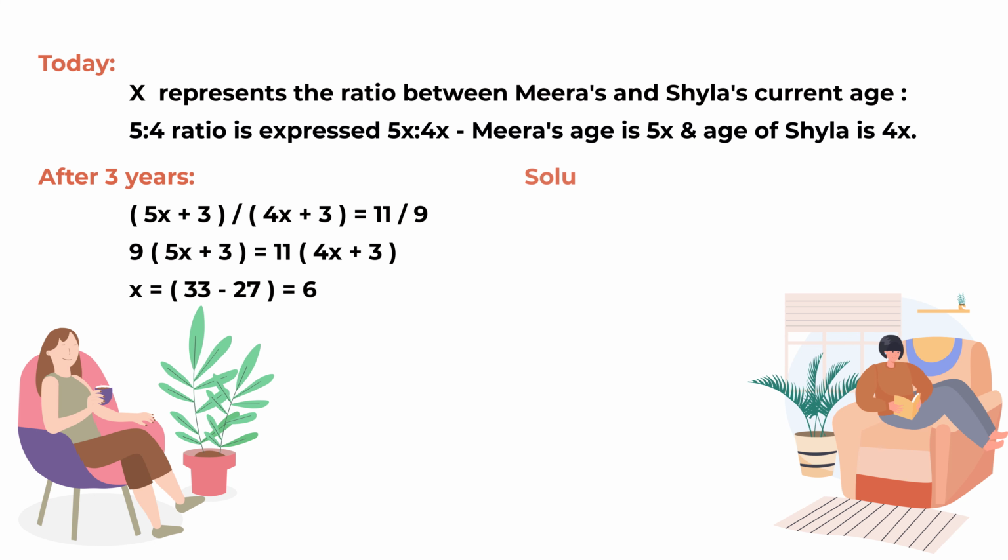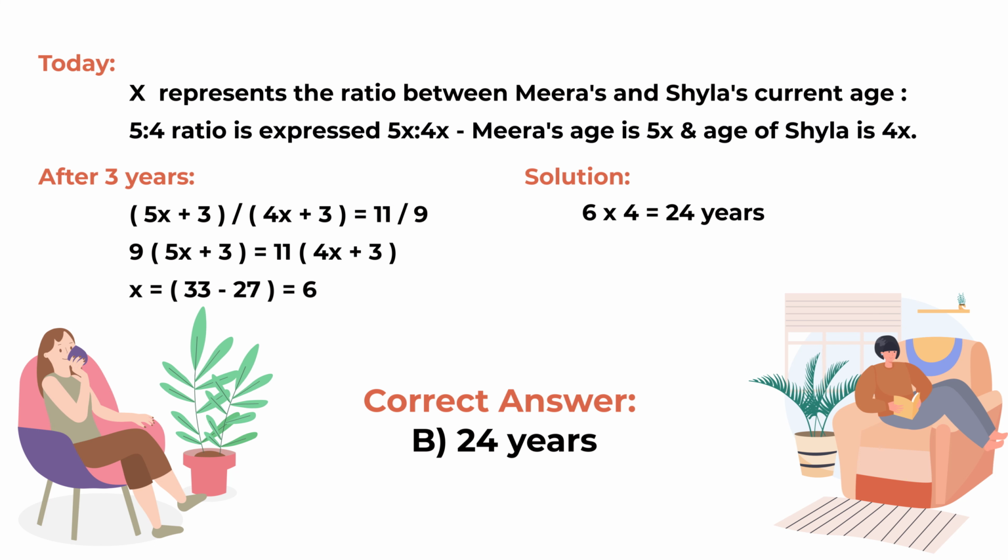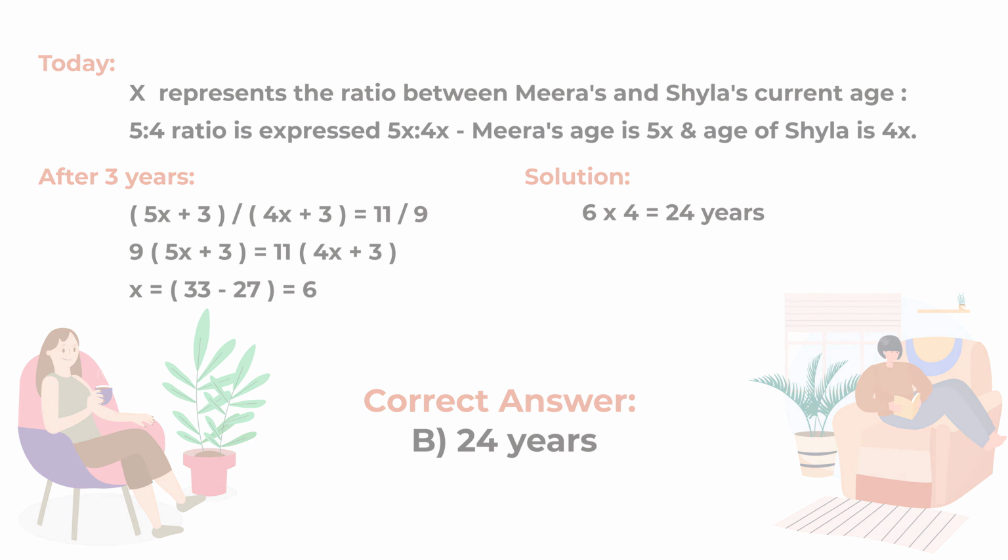So to calculate present age of Shyla, we need to multiply 6 by 4, which was her ratio in initial equation for the current age, which would be equal to 24. So the correct answer is choice B, 24 years old. Hopefully you've nailed this question and now know how to solve similar problems on the test.